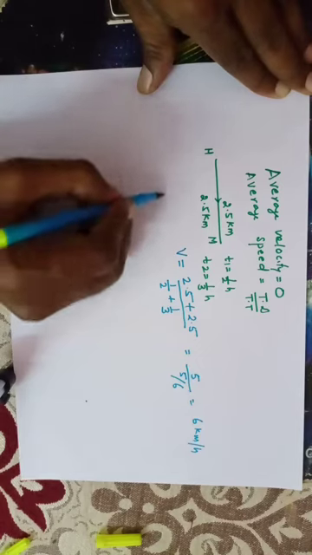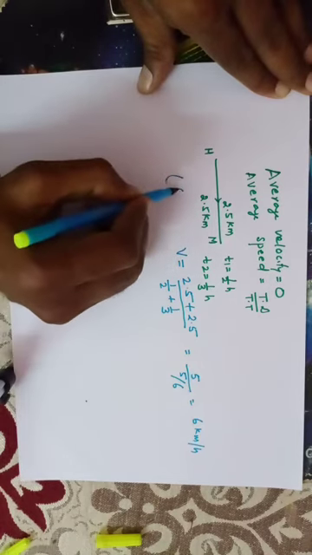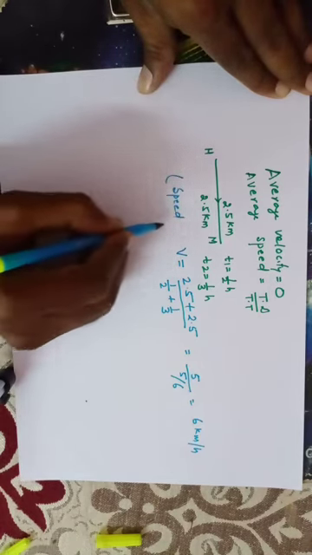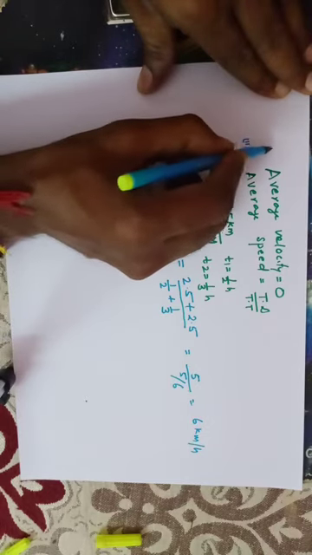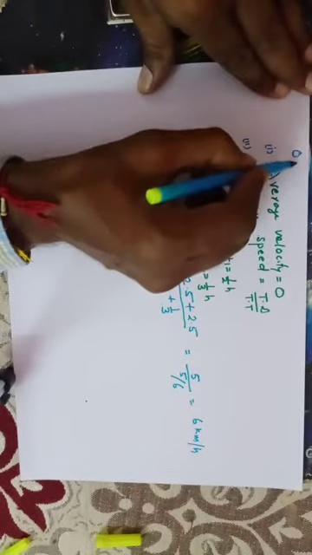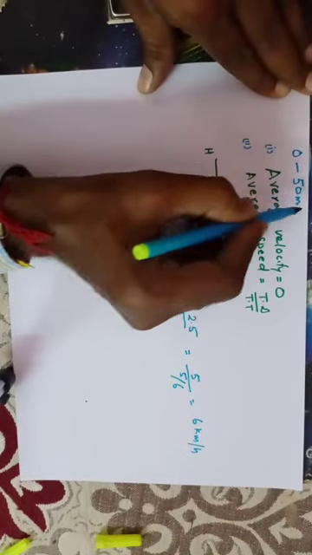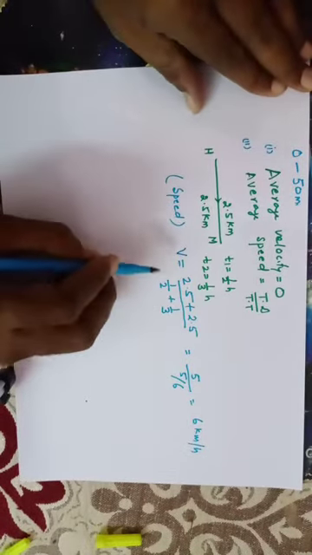So this is average speed, actually it is speed, average speed. So average velocity will be 0, but the average speed during 0 to 50 minutes will be 6 kilometer per hour.